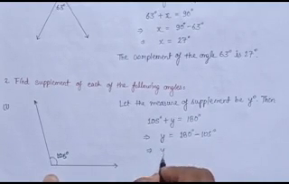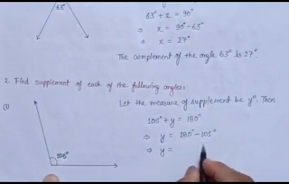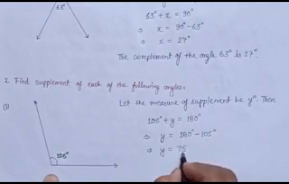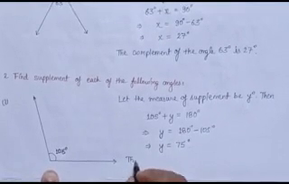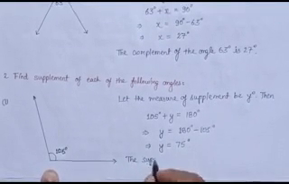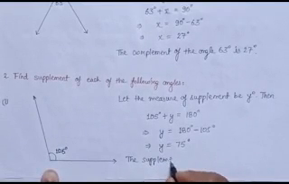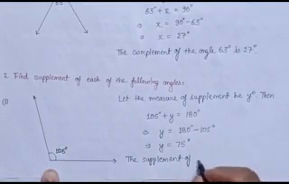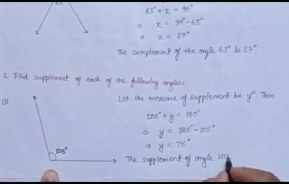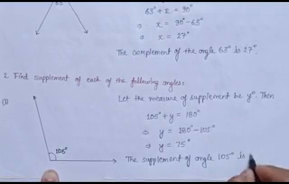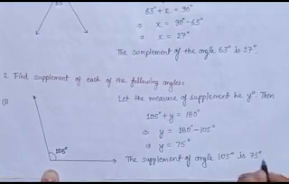So we have y equals 180 minus 105, that is 75 degree. So we can say the supplement of angle 105 degree is 75 degree.